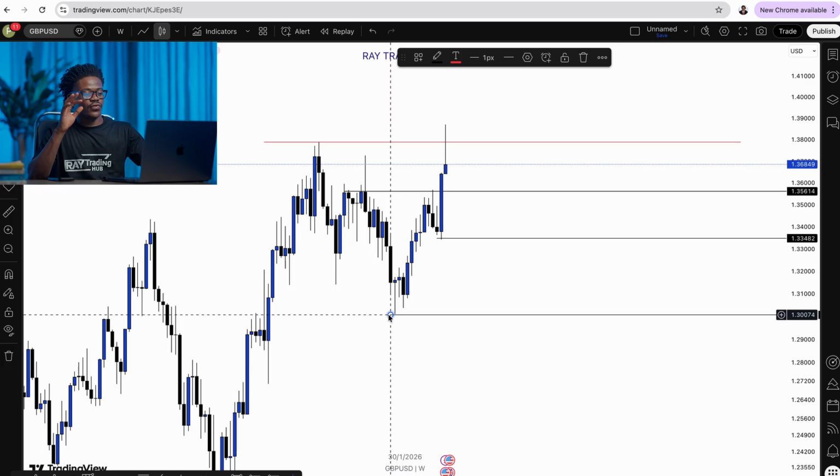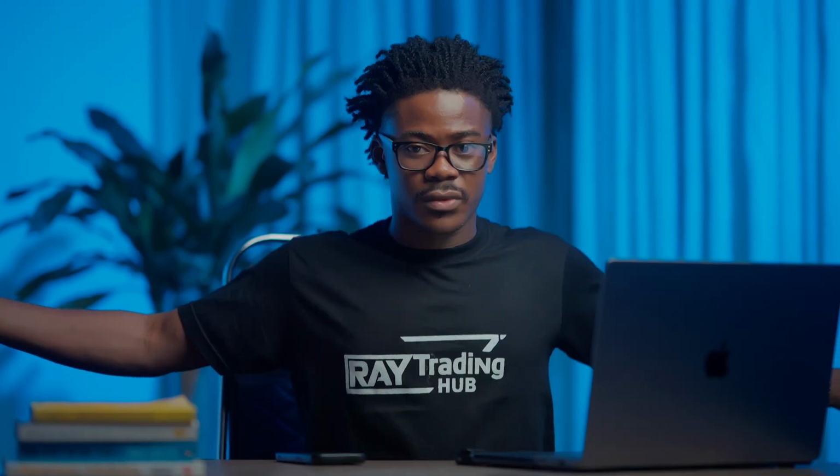If we close from this level with the wick of the candle, we are expecting GBP USD to sell to this first level, 1.35614. And if it sells there and closes aggressively with the body of the candle, we are expecting it to sell down to 1.33482. And if the same thing happens on that level, then we are expecting it to sell to 1.30074.